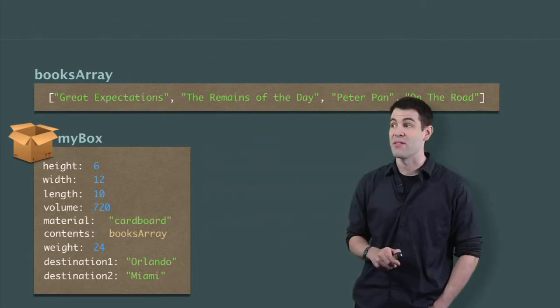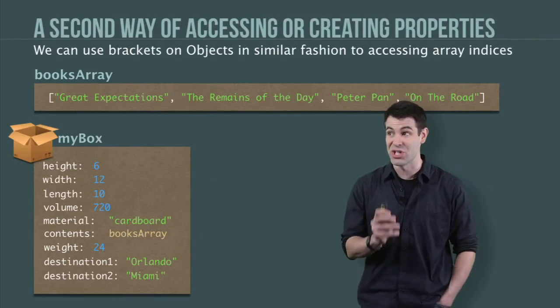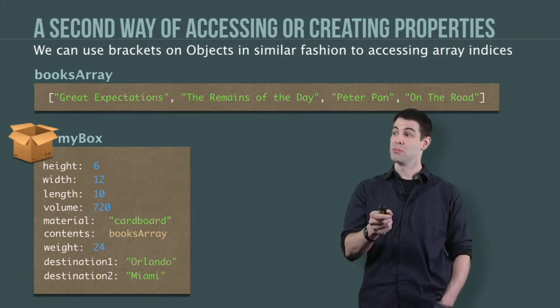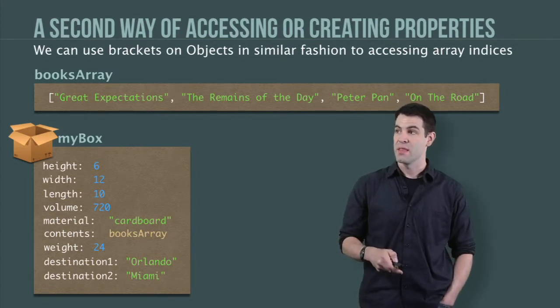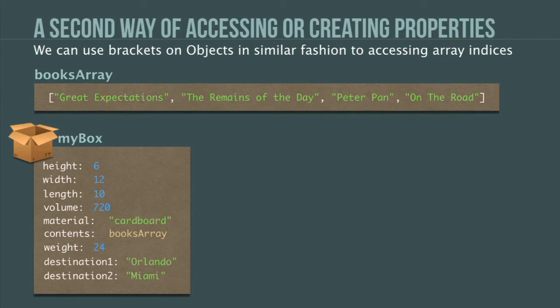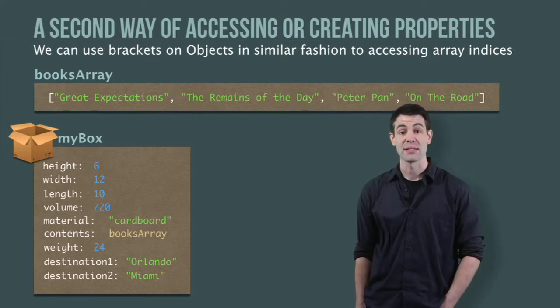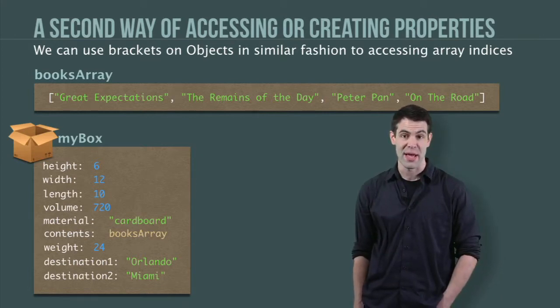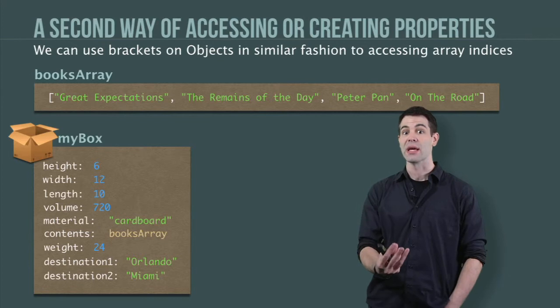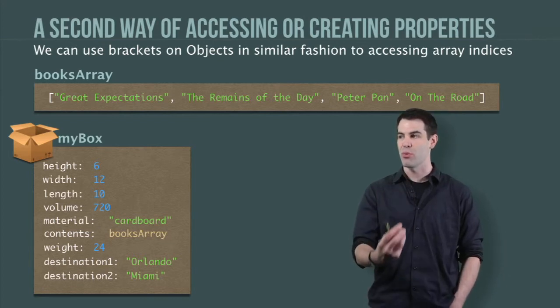We've got a second way of accessing or creating properties that's just as important and sometimes more important than the dot operator. That's the bracket method. You can think about this as similar to accessing array indices. The thing about these brackets, as opposed to the brackets you would use on arrays, is that you must pass in a string in order to reference the property.